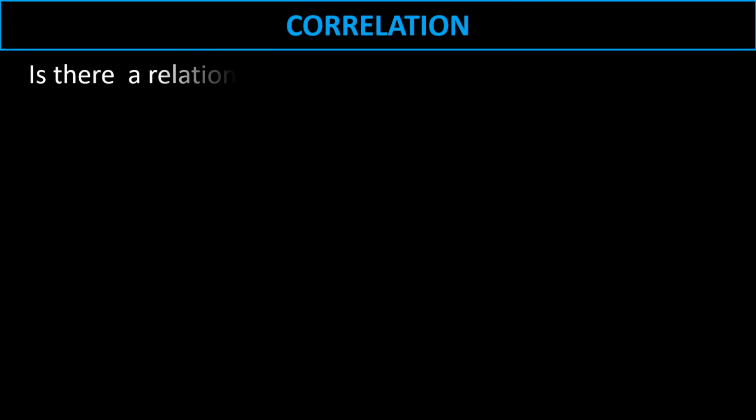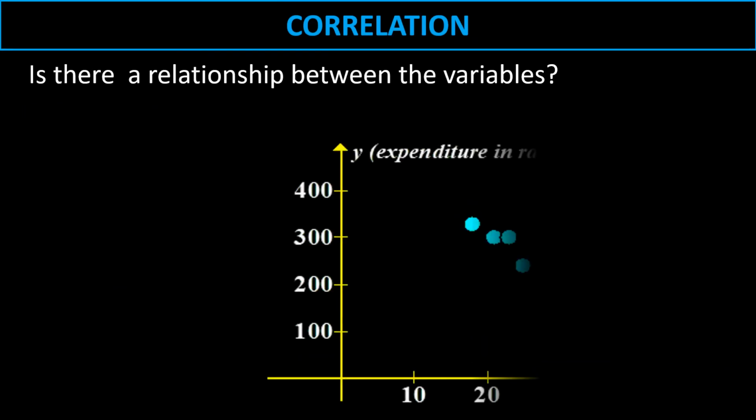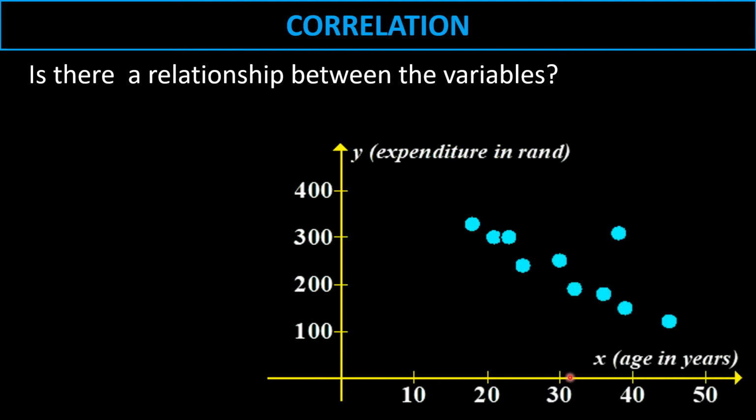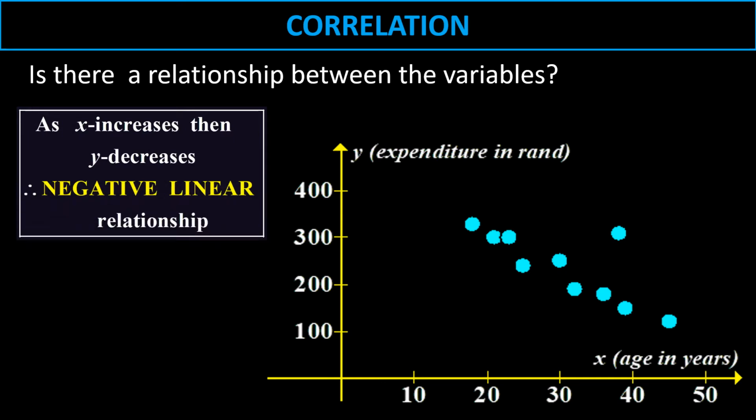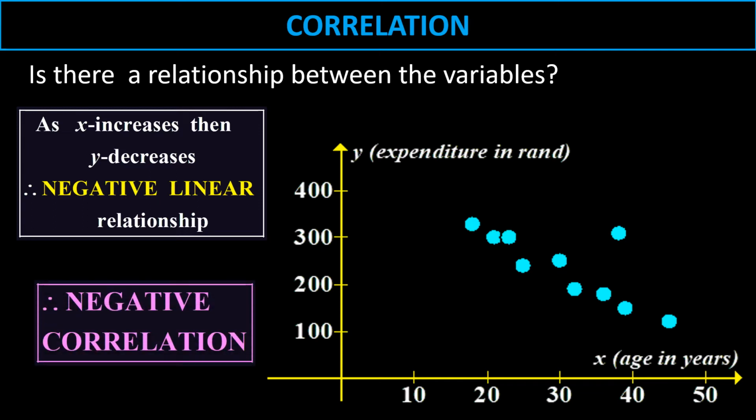Let's look at another example here. In this case, I have the age and the expenditure. It seems that as people get older, they spend less. So as the one increases, the dependent one decreases. You can see it goes in this direction. That's correct: as X increases and Y decreases, that gives us a negative relationship. Instead of saying negative relationship, we can say it's a negative correlation.